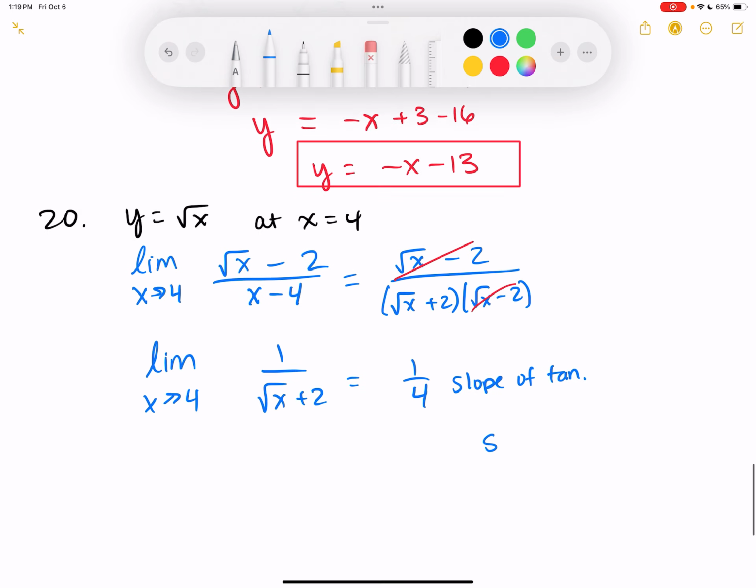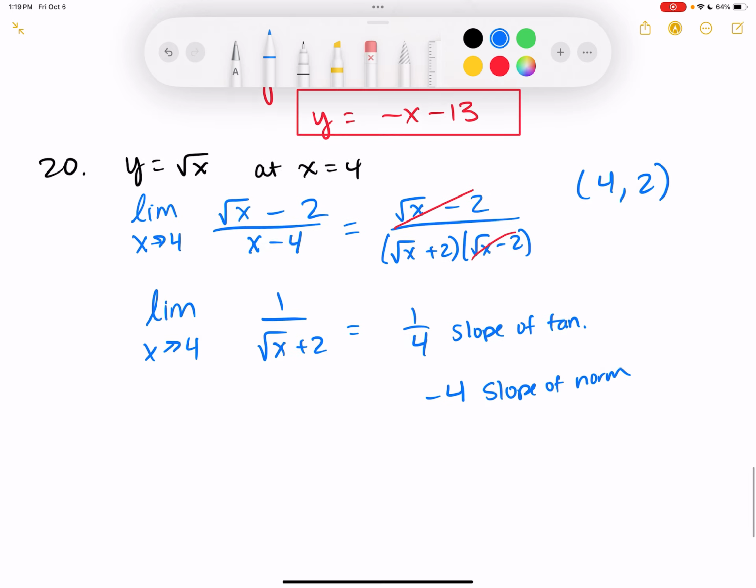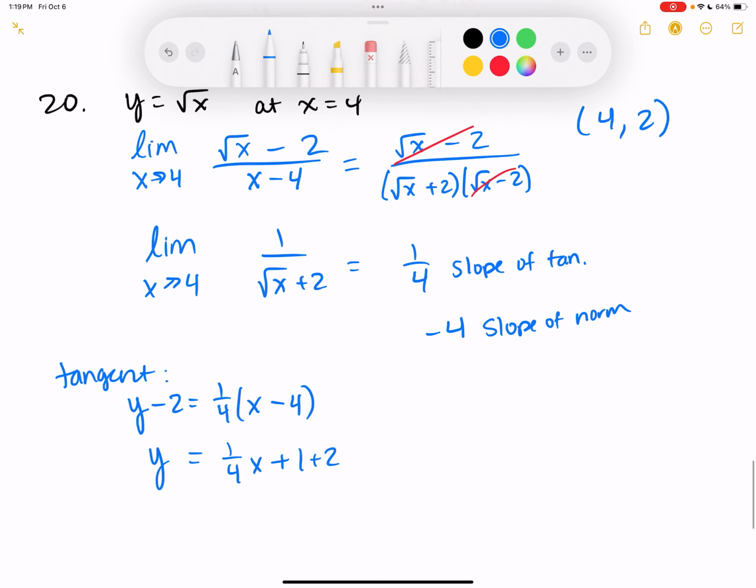And just to go ahead and note, what would the slope of the normal be? Yep, -4. So our point that we're working with is 4 and 2, because we already did the square root of 4 is 2, which is what gives us that point. So now for the tangent, I've got y minus 2 is equal to 1/4 times x minus 4. So y equals 1/4 x plus 1 plus 2.